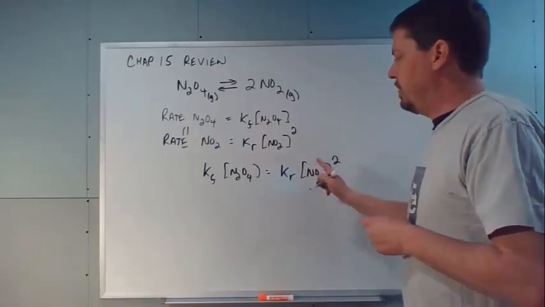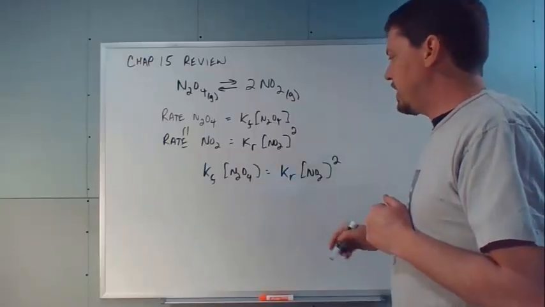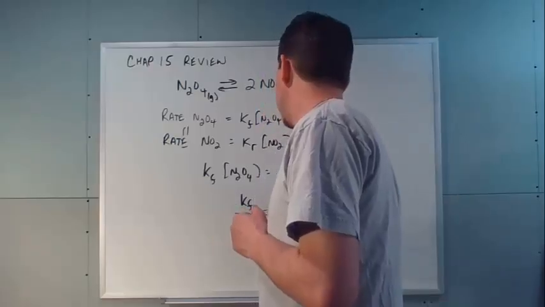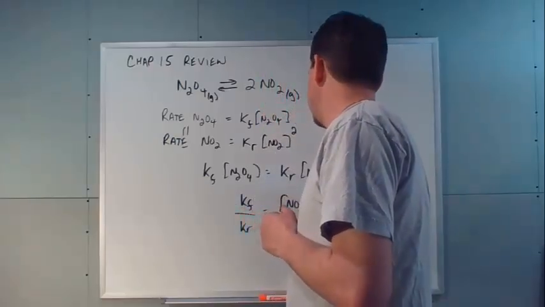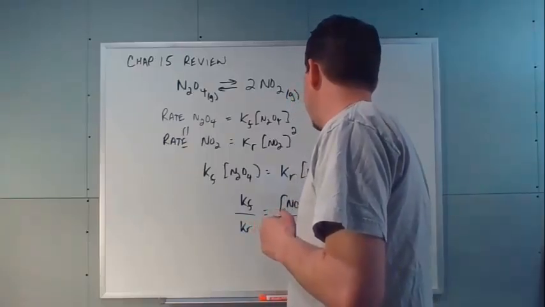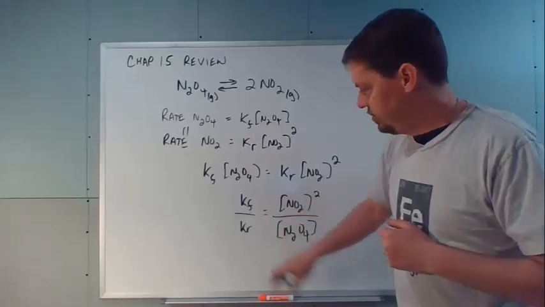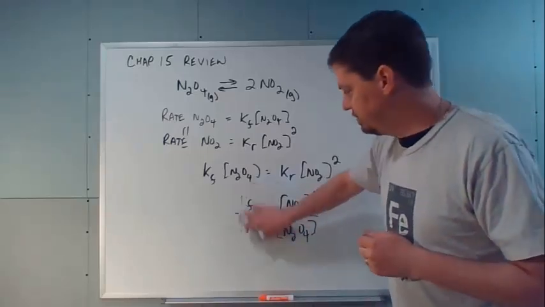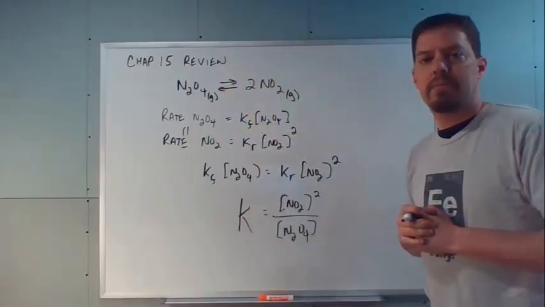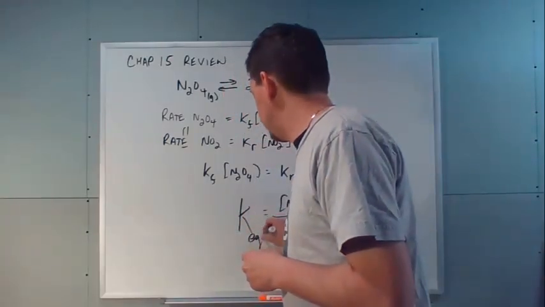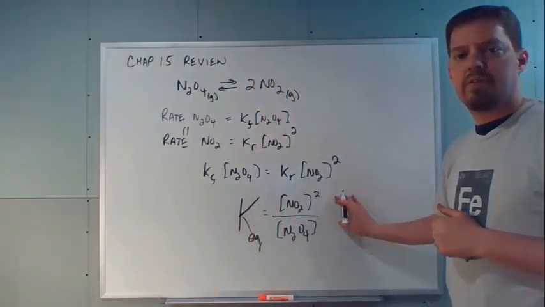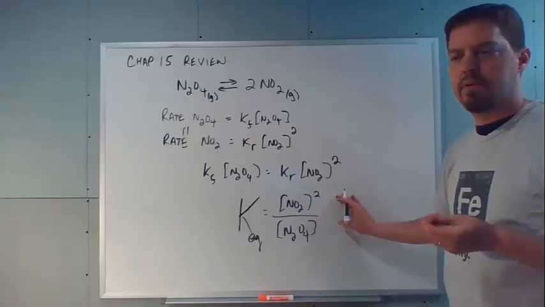And so if I put my K's on the left and my not K's on the right, I'm going to get Kf over Kr is equal to NO2 squared over N2O4. And these two K values, when you divide them, turn into your big K, which is your equilibrium K value, your Keq.